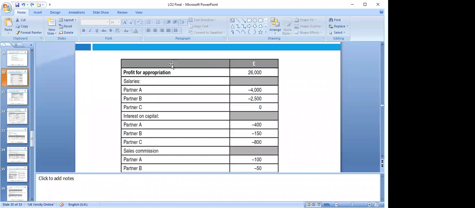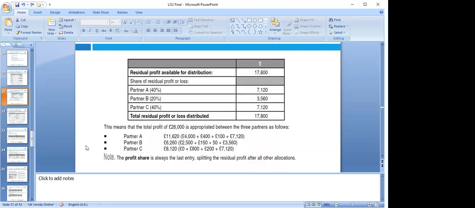Step one, we prepare whatever profit you have from the partnership. You look at whether the partners are getting salaries, which are an expense for the business, and interest on capital, which is an expense. If you have a drawing, where you draw for personal use, and the business charges interest on it, that will be income for the business. So we have an example here.